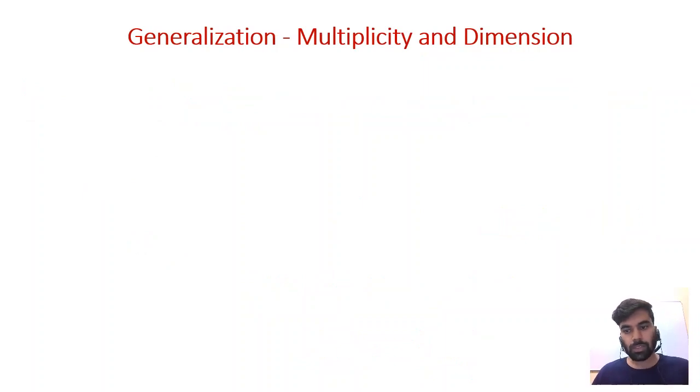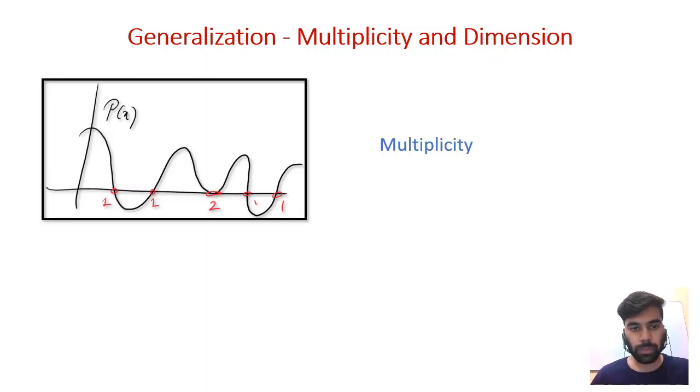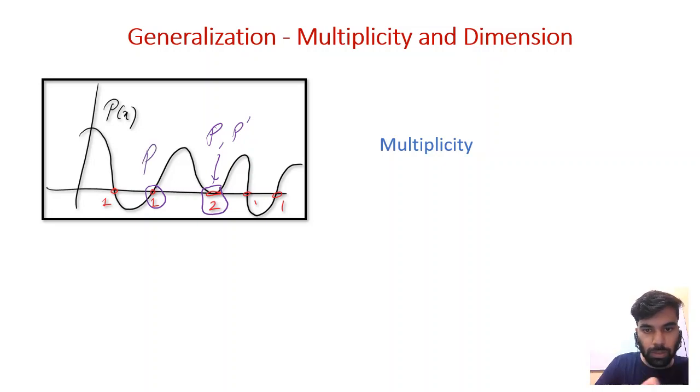We can generalize this basic fact that we just saw in two ways. One is via multiplicity and one is via dimension. So what do I mean by multiplicity? That is, I want to be sensitive to roots of a particular type. You see, this root here is actually a root of high multiplicity as compared to this root, because here the polynomial p(x) just touches the x-axis. So not only is p 0 but even its derivative, whereas here only p is 0.